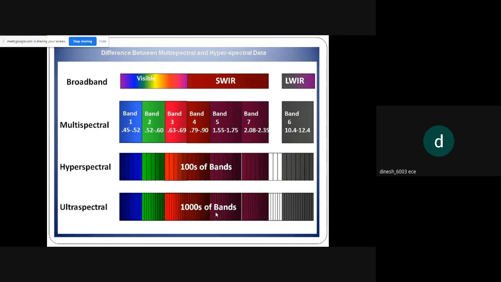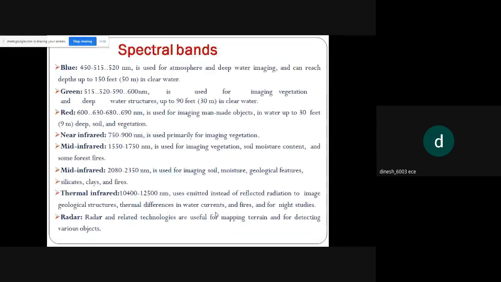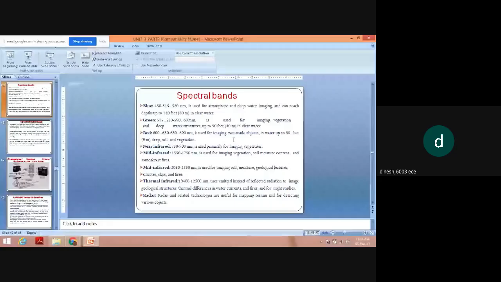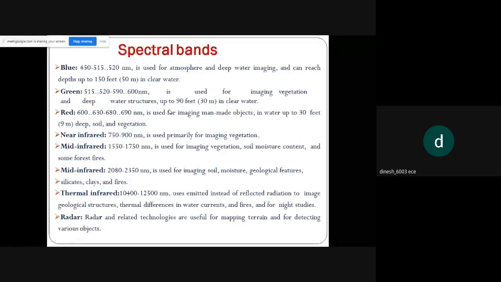It is taken from the electromagnetic spectrum again. So these are the details of that. Spectral bands in terms of nanometers. Since we are dividing it into small 100 bands, we need to write in terms of nanometers, so that will be easier. So 410 to 515 nanometers is used for atmospheric and deep water imaging, which can reach up to a depth of 150 feet, which is 50 meter in clear water.